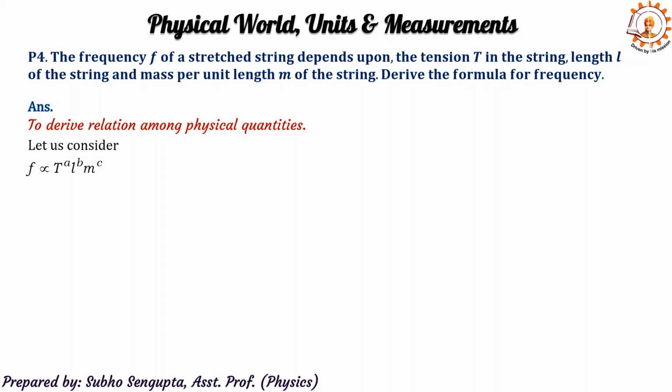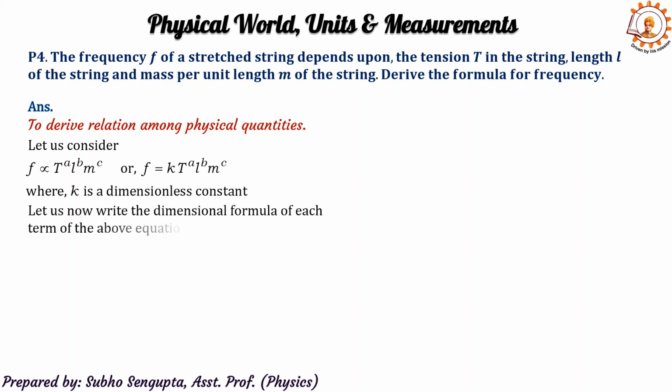When we replace the proportionality sign by an equal sign, we introduce a proportionality constant. So, we write small f is equal to small k, a proportionality constant, times capital T to the power a, small l to the power b, small m to the power c. Now, we will write the dimensional formula of each physical quantity of the equation.